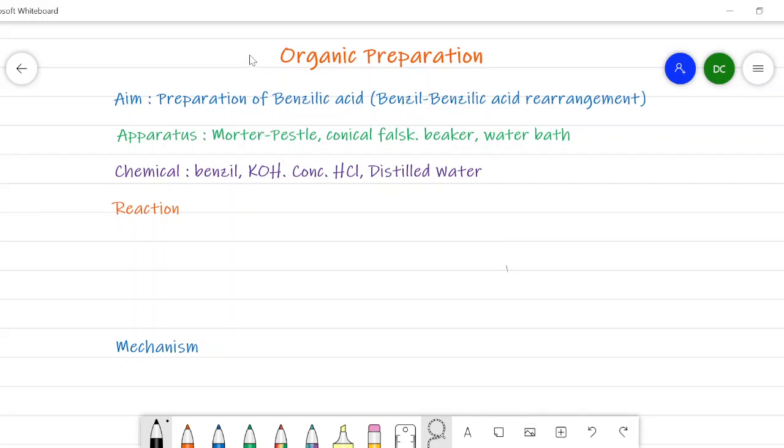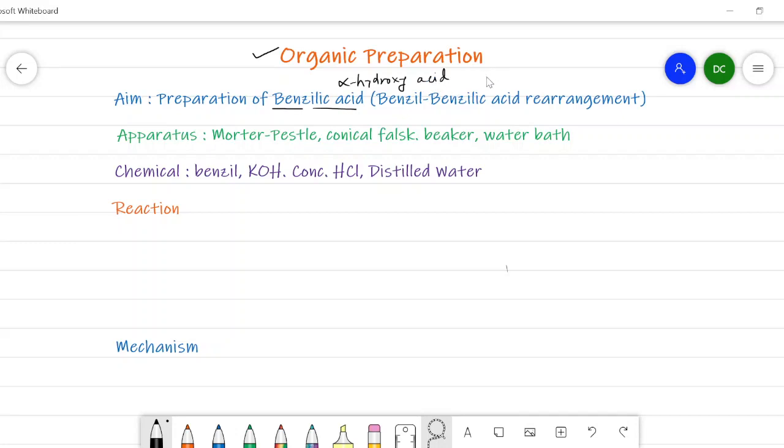Hello friends, in this lecture we will go through the theoretical demonstration of one of the organic preparations, and the aim of this organic preparation is the preparation of benzilic acid. Benzilic acid is an alpha hydroxy acid.